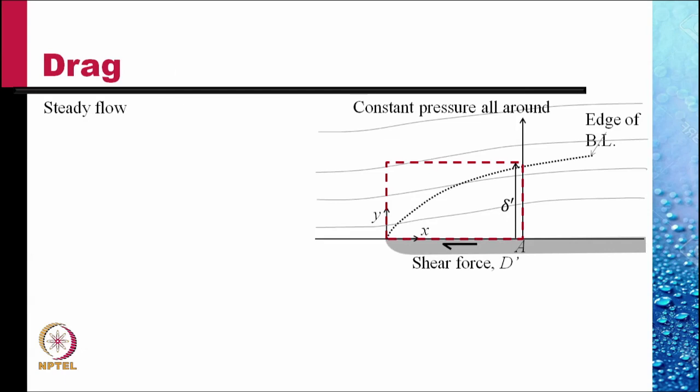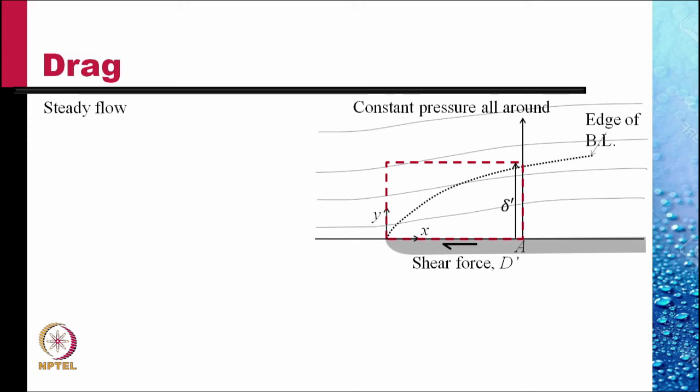Let's relate drag to these various thicknesses that we obtain. Let us consider a steady flow on a flat plate. The boundary layer grows as shown. The streamlines are as shown. Consider a control volume starting from x equal to 0, the leading edge of the flat plate, to the location A, and spanning a distance a little more than the boundary layer thickness at A.